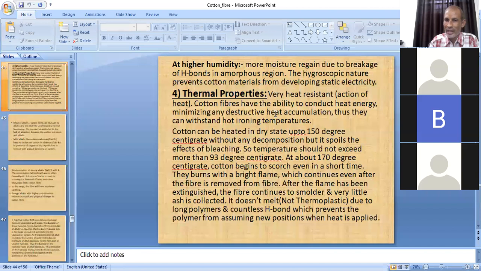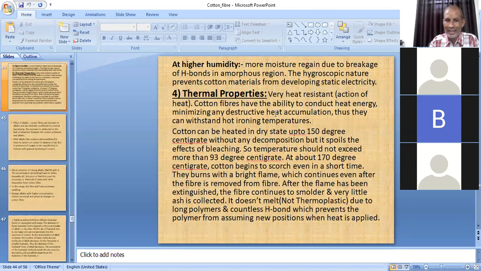Cotton fibers have the ability to conduct heat energy, minimizing any destructive heat accumulation. Thus, they can withstand hot ironing temperatures, meaning we can iron it at higher temperatures. Cotton can be heated in a dry state up to 150 degrees centigrade without any decomposition, but it spoils the effect of bleaching. Bleaching is a process used for cotton to make it more white, and it will spoil that effect if the temperature is more than 150 degrees.